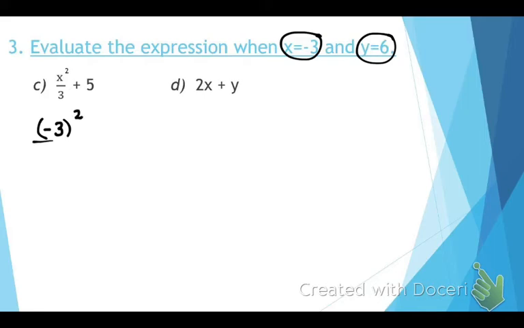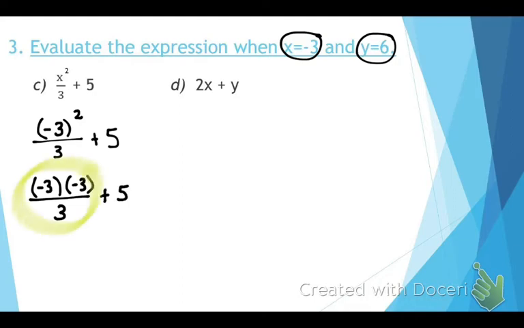Then I'm going to put the little square divided by 3 plus 5. What does -3 squared mean? -3 times -3. Correct, because it's multiplying by itself. So I'm going to go ahead and put -3 times -3, and continue to bring down, divide by 3, and add 5.